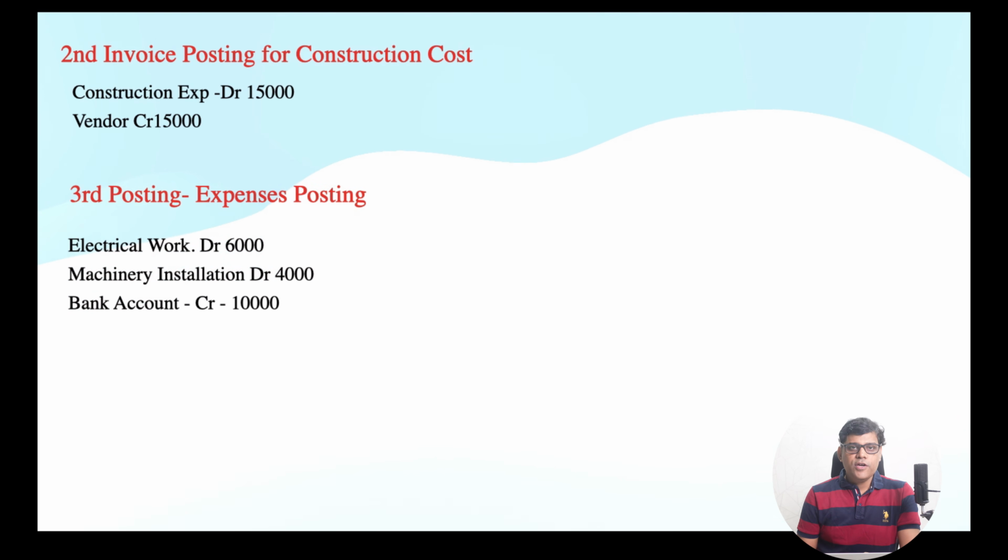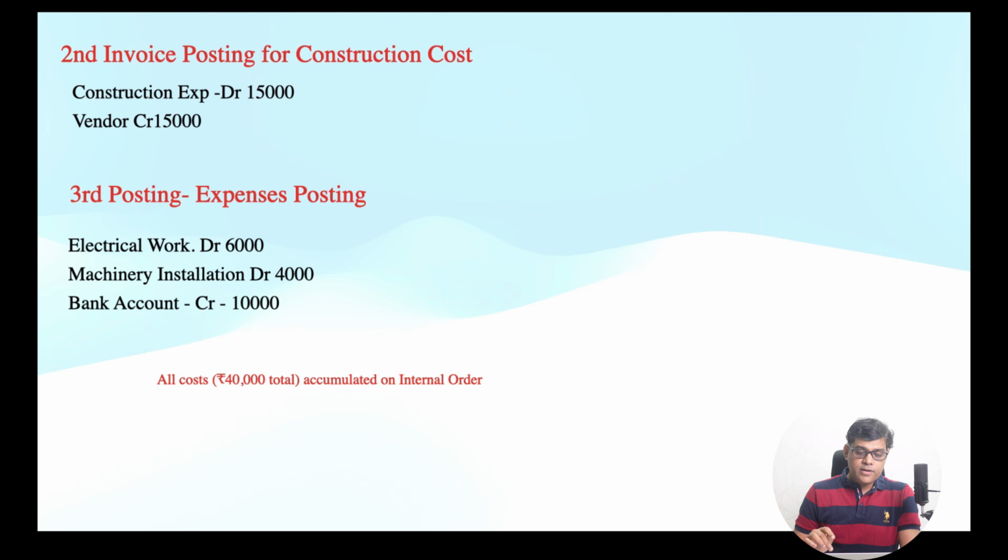At this moment, if you see how much cost we have recorded, it will be 50,000 with the internal order. Then the next step will be, 40,000 is accumulated here. My mistake, it is not 40,000, it will be 50,000.